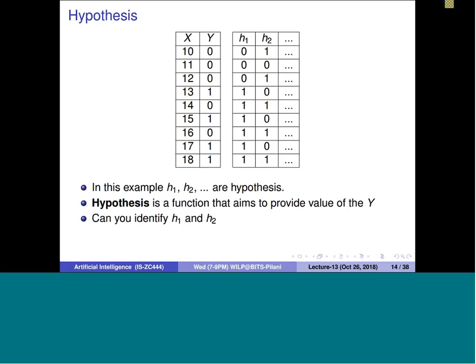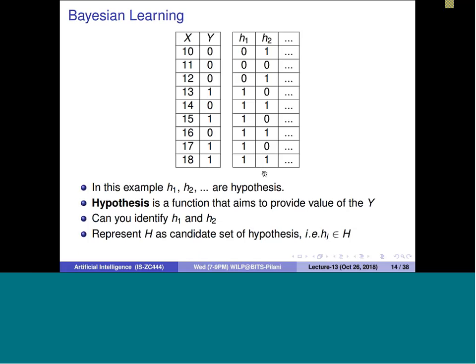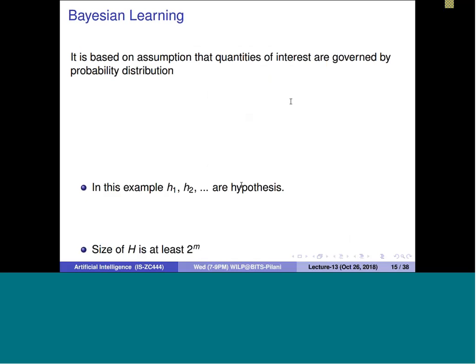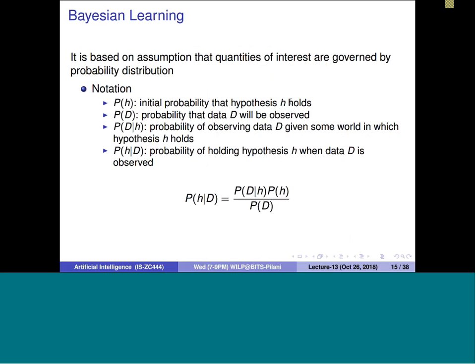Similarly, a lot of hypotheses are possible, and we have seen that the size of the hypothesis space is at least 2 to the power m to represent everything. All the possible combinations that are here you can assign. These many hypotheses are needed. That is going to be a very big number, 2 to the power m. We are not going to go into much detail.